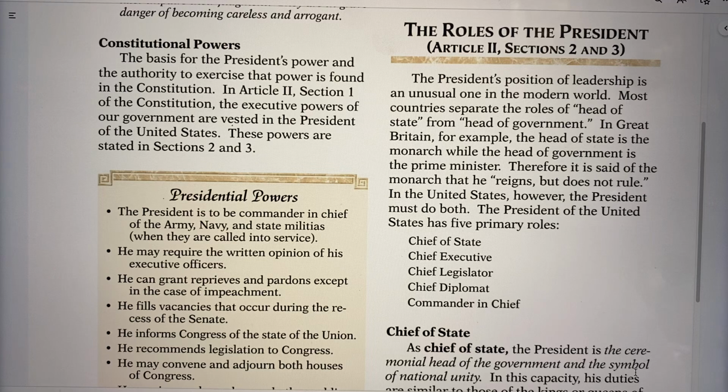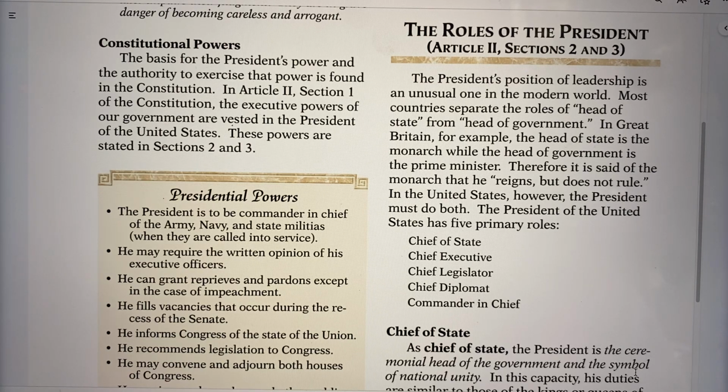And that's what a lot of countries have. They have a head of state and a head of government. So that is important to know. But in the United States, what do we have? We don't have a monarch that sits on a throne, do we? But we have a president that is head of state, but also is the head of our government, both. So in the United States, the president must do both.